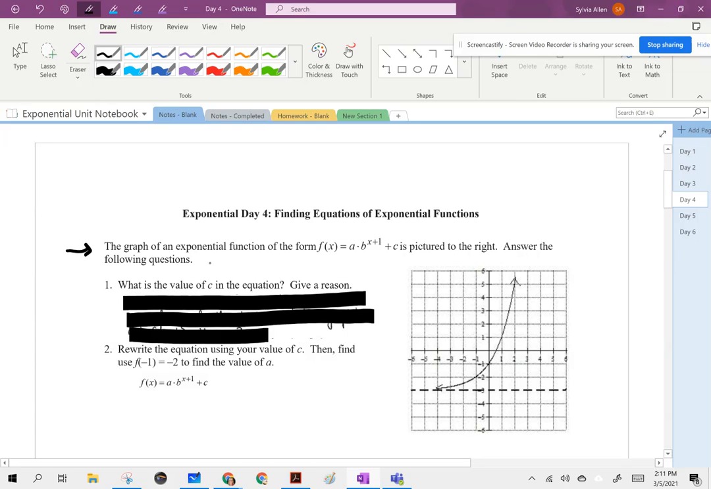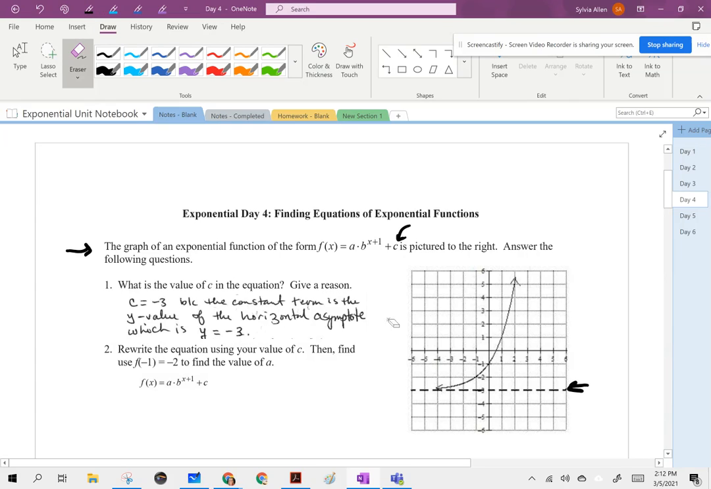It says the graph of an exponential function of the form, and notice that there are no reflections, is pictured to the right. We're going to answer the following questions. So what is the value of C? Well, if you remember, C is the horizontal asymptote, so that is at -3. And we want to give a reason.